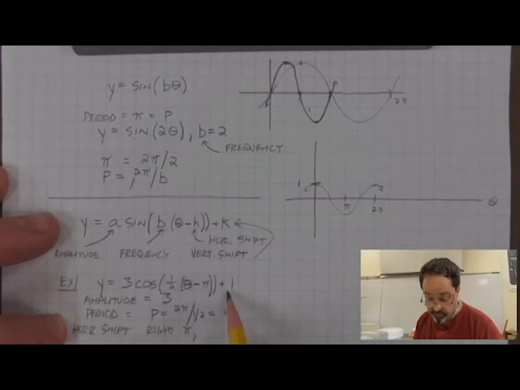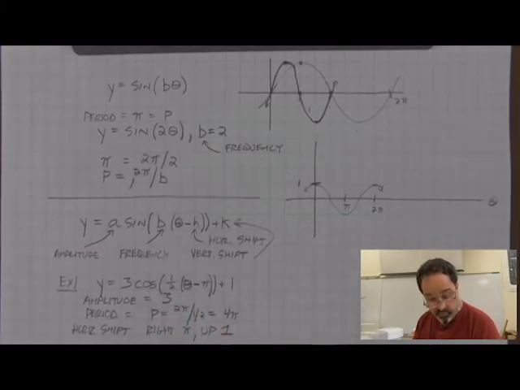I have a vertical shift I can observe. If it was on the other side of the equation with y, it would be y minus 1, and I know that I'm going to go up. These are like descriptions of my wave.